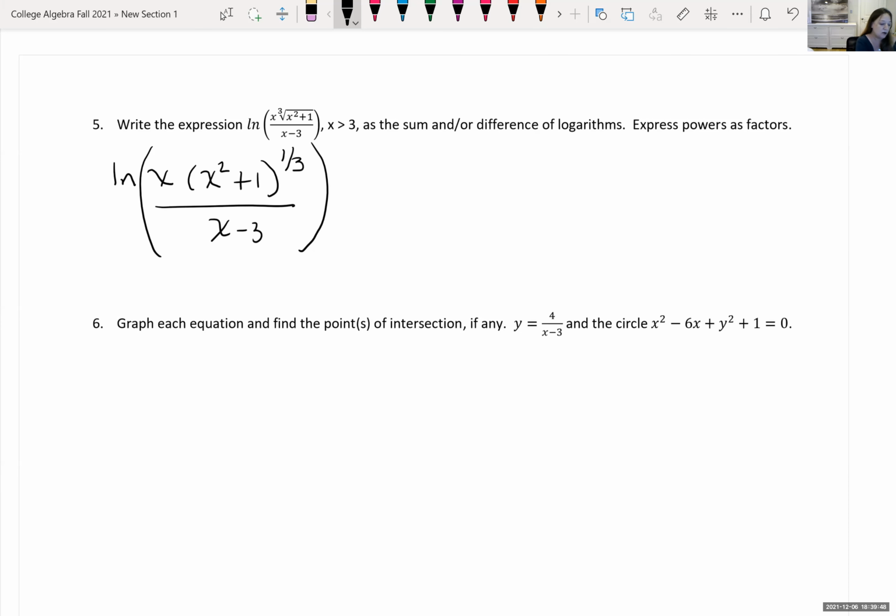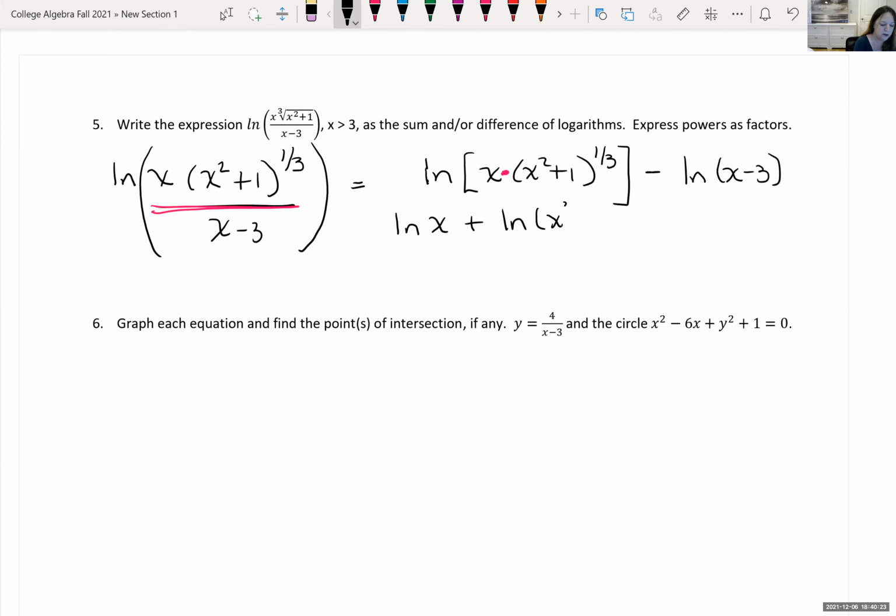And so we can break this down. Division, we do subtraction. And so this would be the natural log of our numerator, x all times x squared plus 1 raised to the 1/3 power, minus the natural log of our denominator, x minus 3. Here and here we have multiplication. To break down multiplication, it's addition. So we have the natural log of x plus the natural log of x squared plus 1 raised to the 1/3 power, minus the natural log of x minus 3.